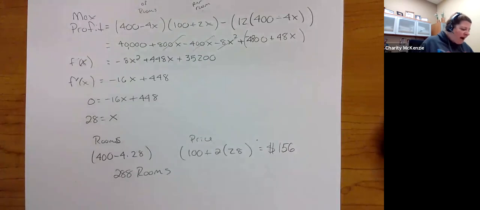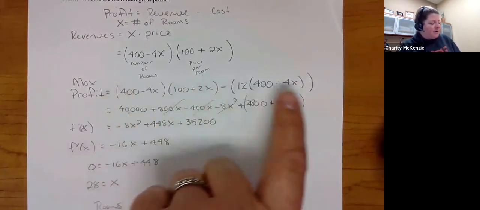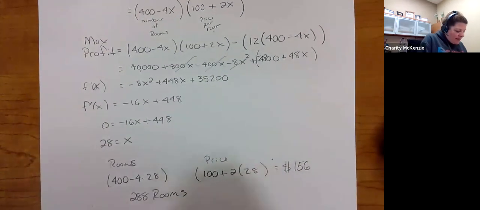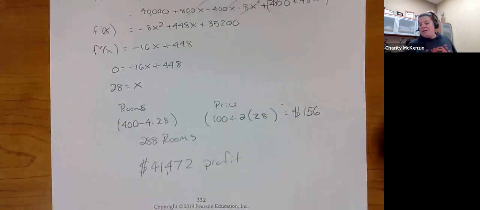Okay, so our profit would be back up in this profit function, putting everything in. I got $41,472. This was our profit.